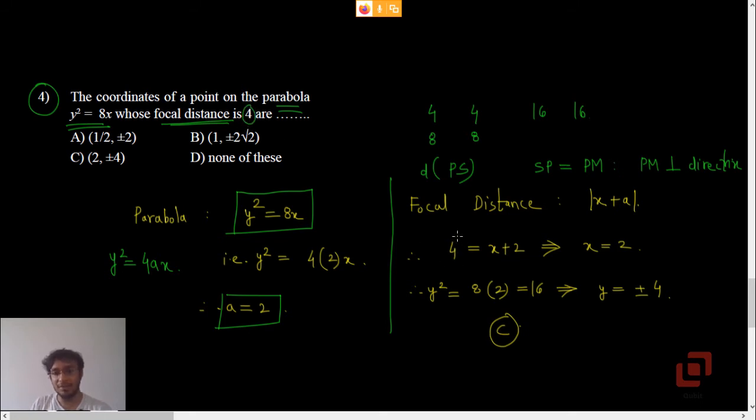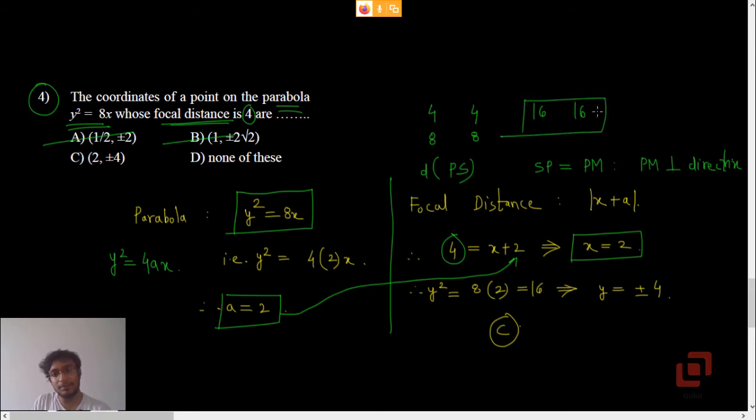So if focal distance is 4 and the value of a is 2, then x will be equal to 2. Now if x is equal to 2, then clearly A and B are not right, because here the values of the x coordinates are different. So either C or option D, but we have already verified that in the case of option C, the points lie on the parabola, so it is option C.